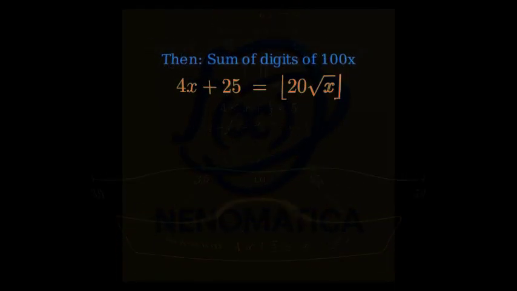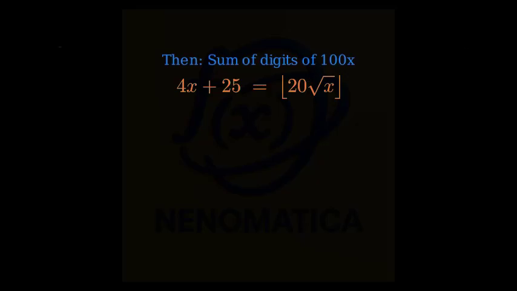In this lesson, we will solve a floor function equation, and then find a digit sum. Our goal is to solve for x in the equation 4x plus 25 equals the floor of 20 times the square root of x, and then compute the sum of the digits of 100x. Let's start by writing the equation clearly on screen.